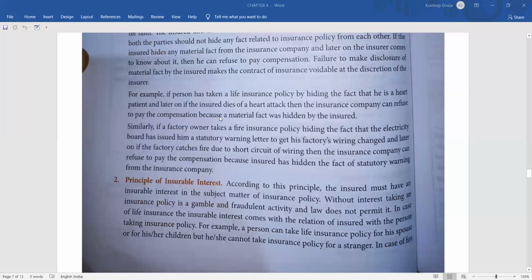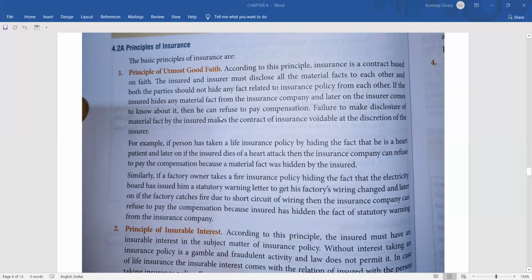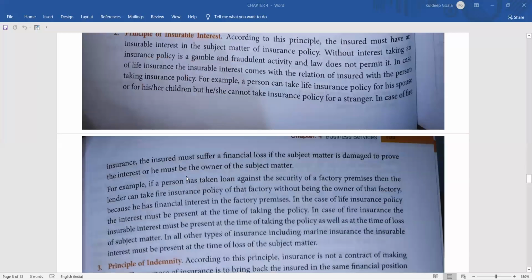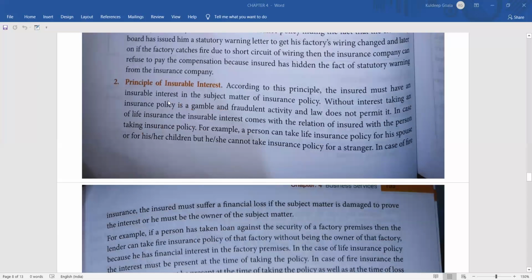Okay, in any case, if it is found that the hidden reason or the cause of the incident is something different, the policy will be taken as invalid. Okay, so honesty should be there. It should be very, very clear. Then coming to the next one, principle of insurable interest.